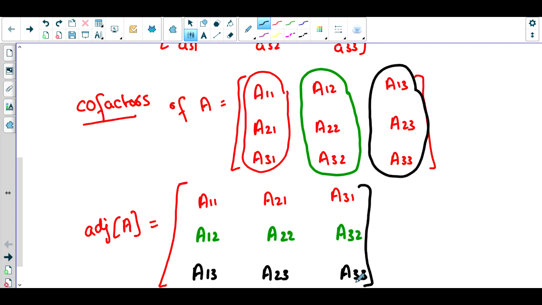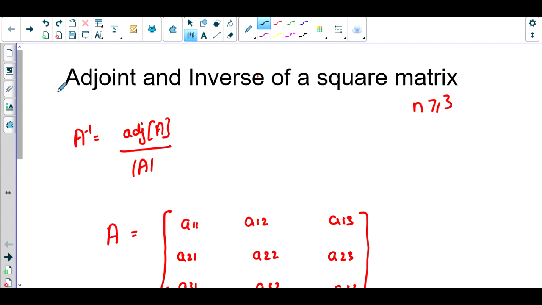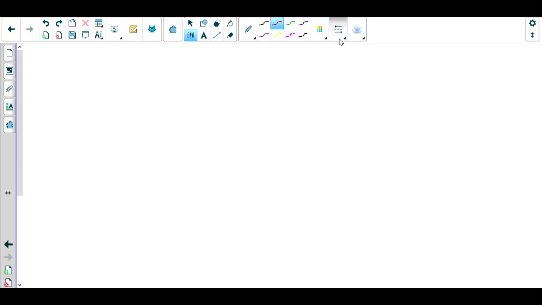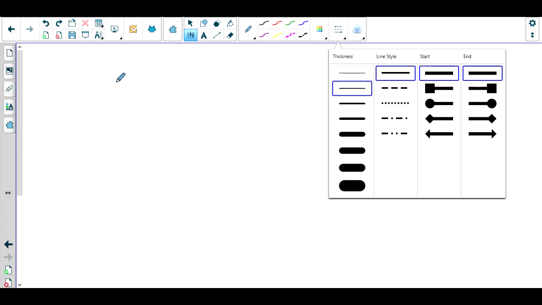To find the adjoint we need cofactors. This is how you find the adjoint. Then you put it in the formula, A inverse is equal to adjoint of A over mod A, and we get the inverse. Okay, now let us solve a question. Let's take an example and implement these concepts.